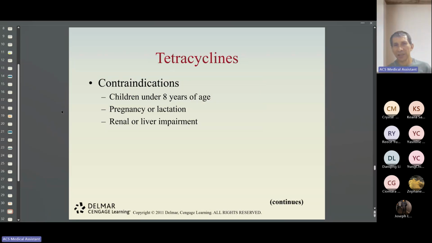So no worries about this. Contraindications for tetracyclines: children under 8 years of age, pregnant or lactating females should not take it. People who have renal or liver disease should not take it. You're not going to be asked about this. It's just for you to know.